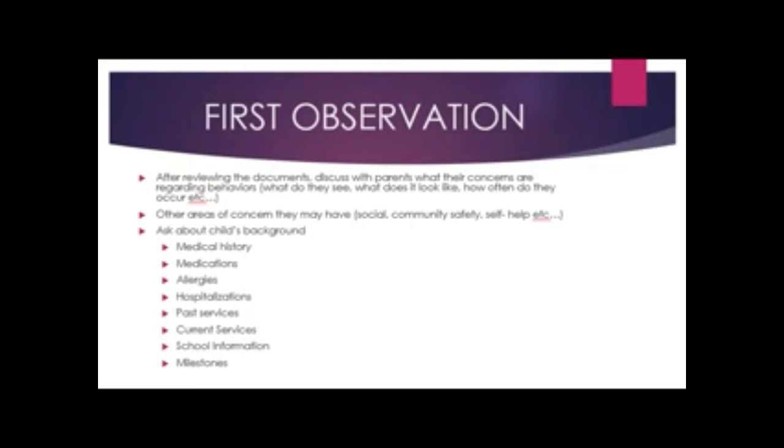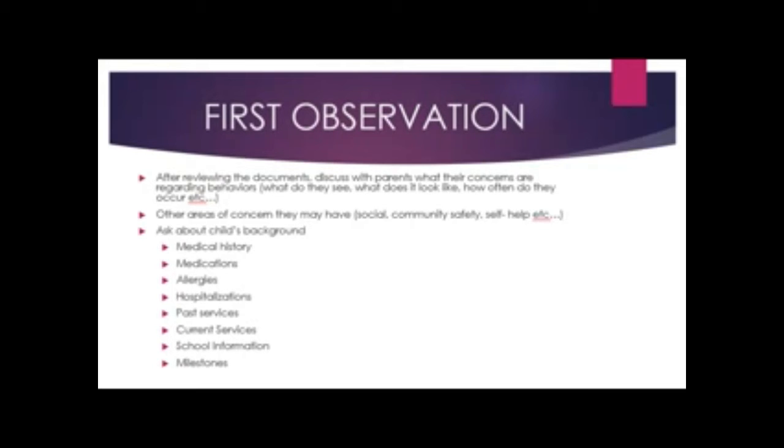Let them know that's kind of what parent consultation will look like. They'll be asked those questions, and then they'll be taught the strategies to implement in order to reduce, decrease, hopefully extinguish those behaviors at one point. And then you ask questions about other areas of concern that they may have.